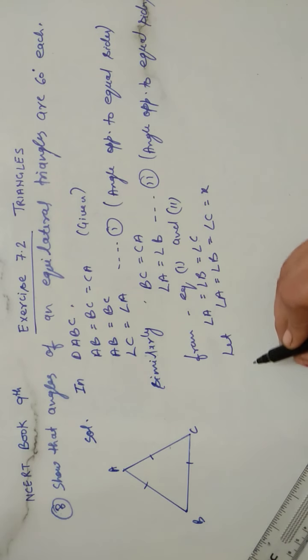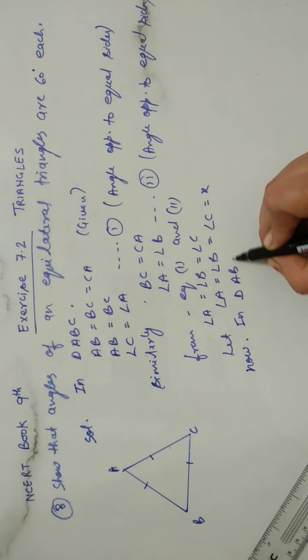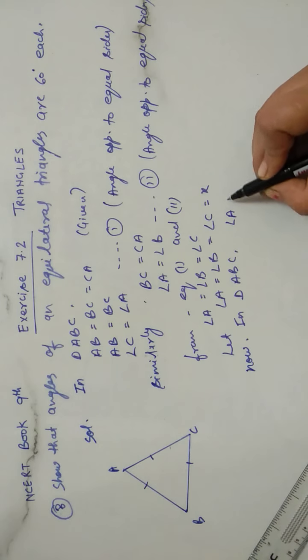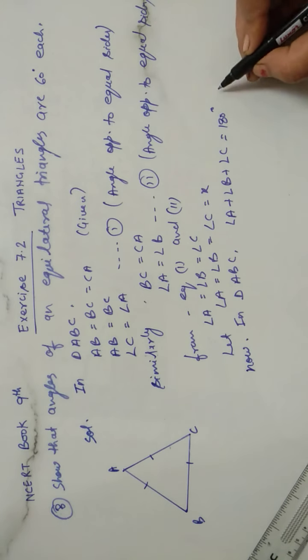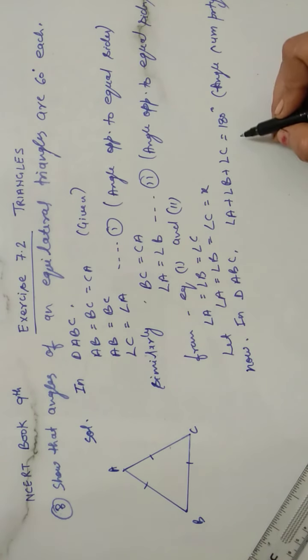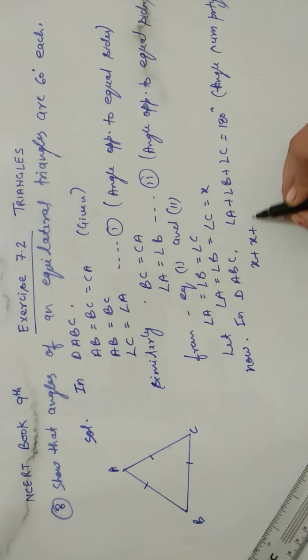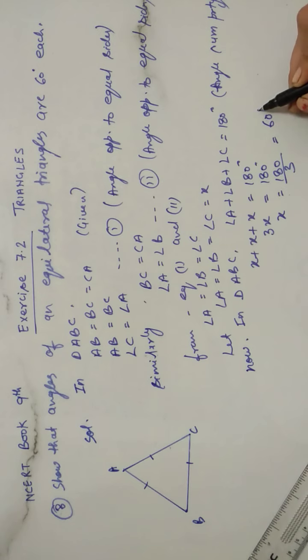Okay, so now we will take triangle ABC. What we know is that angle A plus angle B plus angle C is 180 degree. And the reason is angle sum property. Okay, so instead of these three we will take x plus x plus x, that is 180 degree, or 3x is 180 degree, and what we are getting, x is 180 upon 3, that is 60 degree.